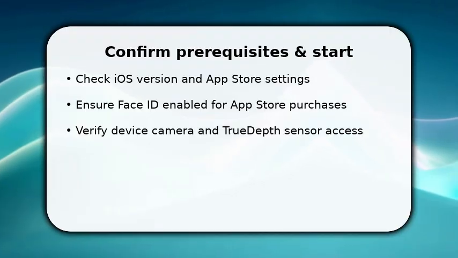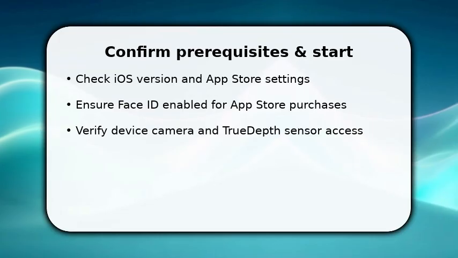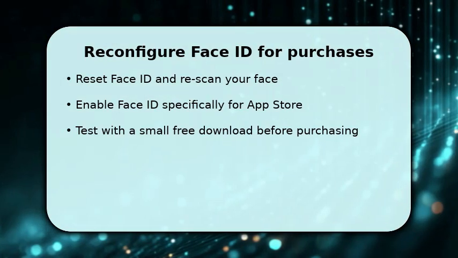Once done, restart the phone to clear transient sensor locks and return to Settings Face ID to prepare for the reconfiguration step that follows. Now you'll perform the reconfiguration and test the flow.